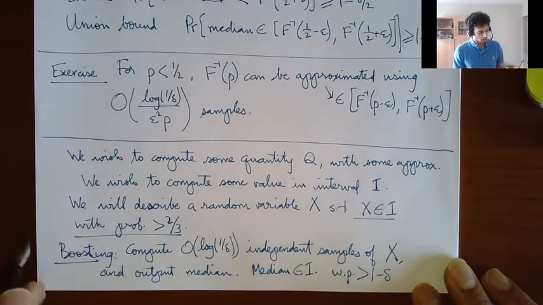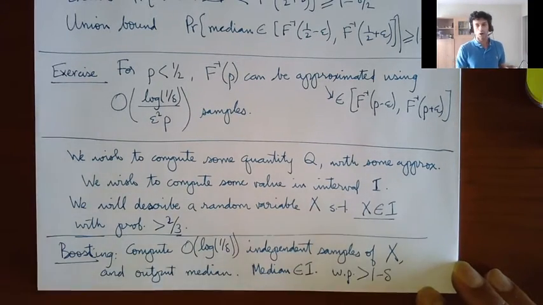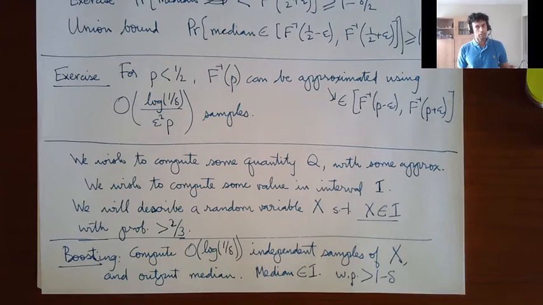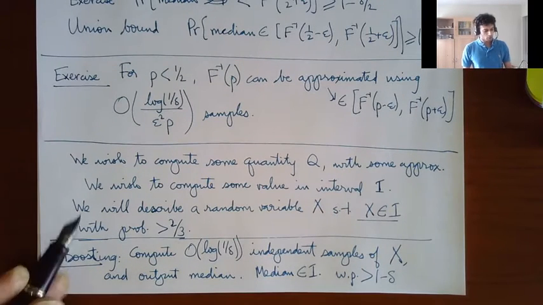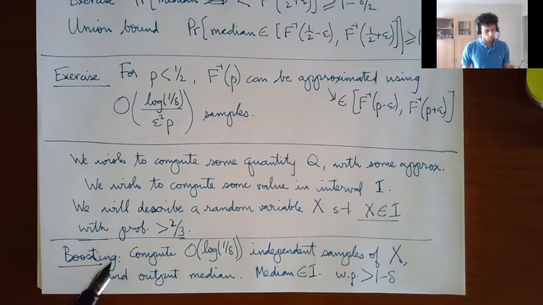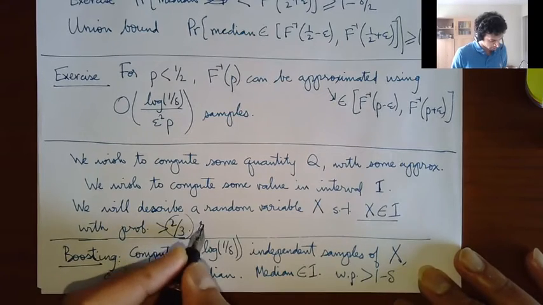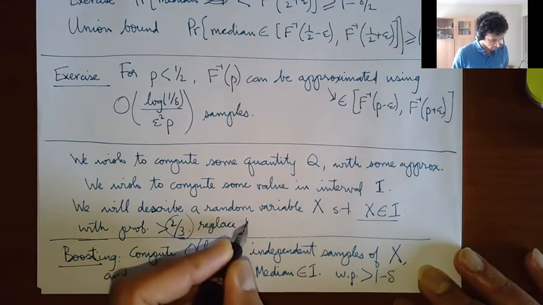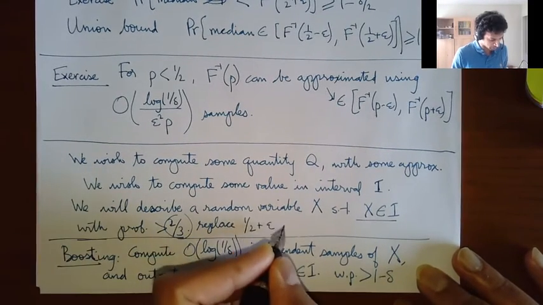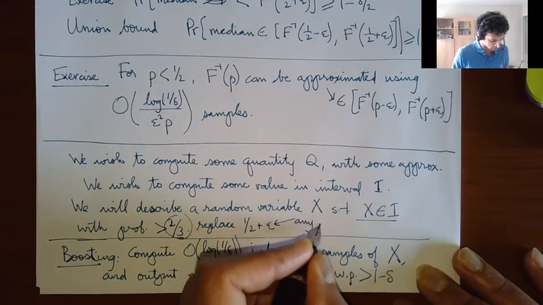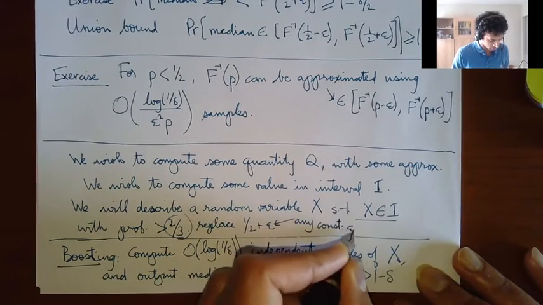This is the boosting. The boosting step will often not be described explicitly. It's assumed that once you do this, you can immediately do that with just an extra multiplicative cost of log 1 over delta. So if you don't care about constant factors, then once you get to probability 2/3, you're done. You can replace this with half plus epsilon for any constant epsilon.